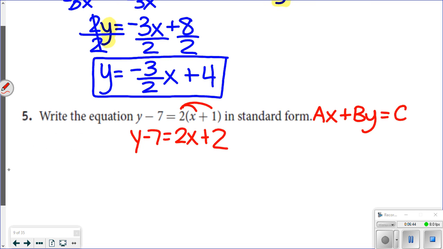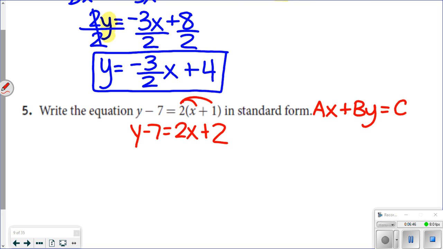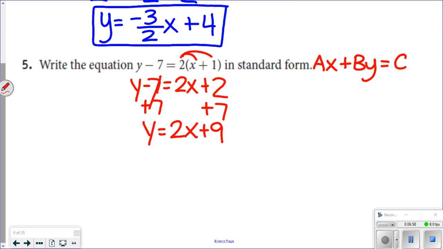Then let's get y all by itself. So let's add 7 to both sides. So y equals 2x plus 9. Ooh, this is slope-intercept form, but I want it to be standard form.